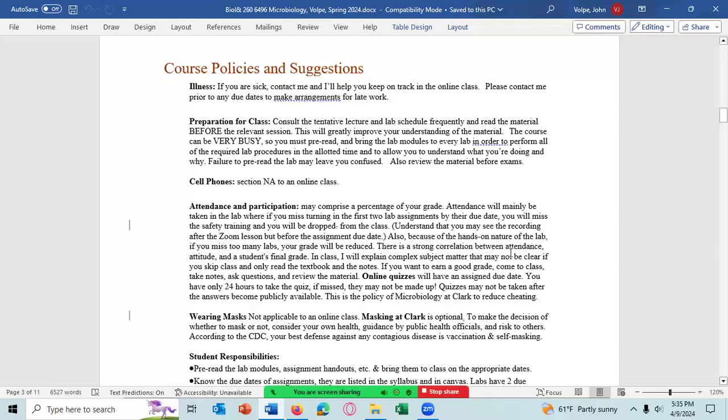Preparation for class. This class will be very busy. Try to read the material before the relevant session. At least you must read it before the quizzes. You should probably pre-read the lab before the lab. And then, of course, you should review the material before the quizzes.